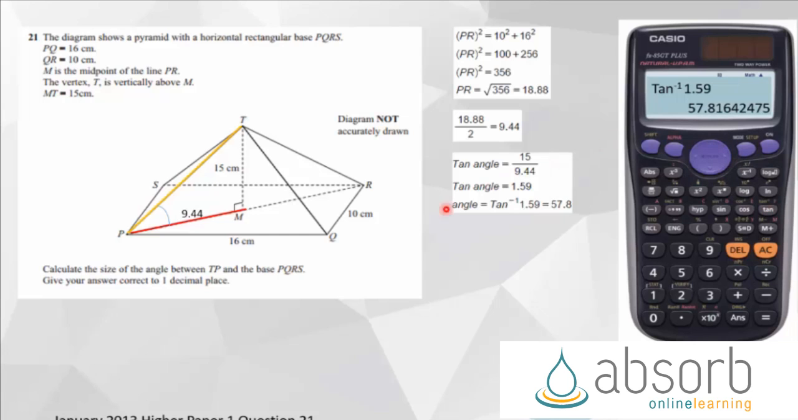Now notice that the question does ask for correct to one decimal place. So if you put in something like 57.82, rounding it to 2 decimal places, you would automatically lose a mark off this question right away. So we need to make sure that we only have 1 decimal place, as I have here in the answer.